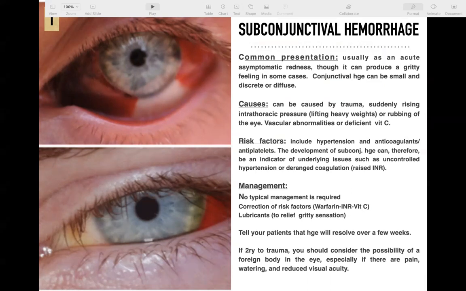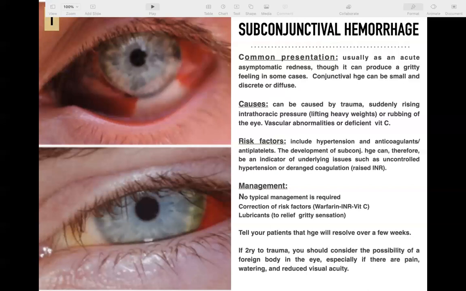The causes of the subconjunctival hemorrhage could be trauma, suddenly rising intrathoracic pressure, lifting heavy weights, or coughing or sneezing, or the only local cause, which is the rubbing of the eye or direct trauma to the eye. The systemic causes are such as vascular abnormalities or deficient vitamin C. Also, the risk factors include hypertension and anticoagulant and antiplatelet therapy.